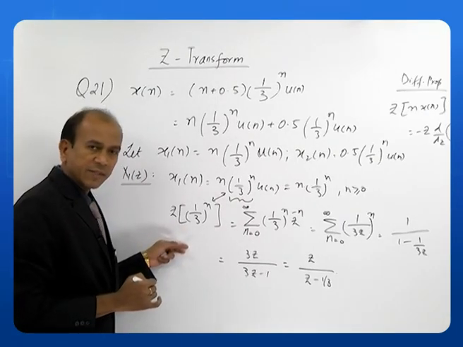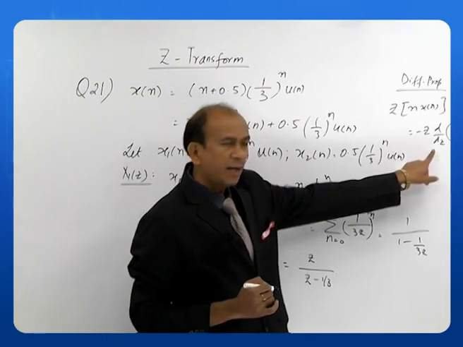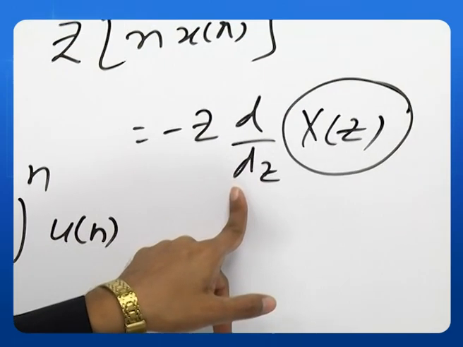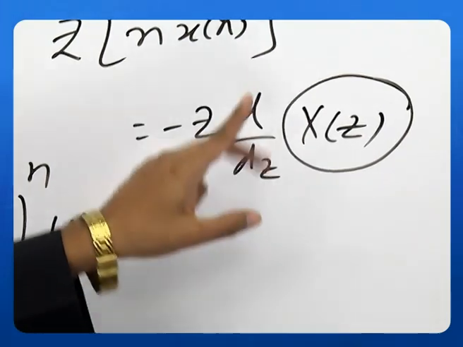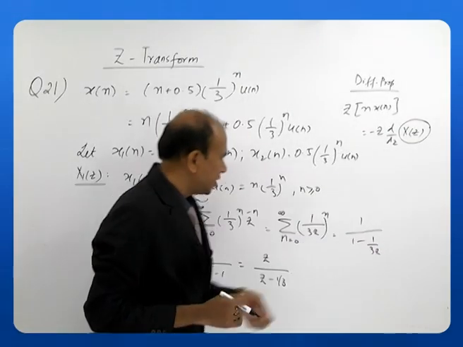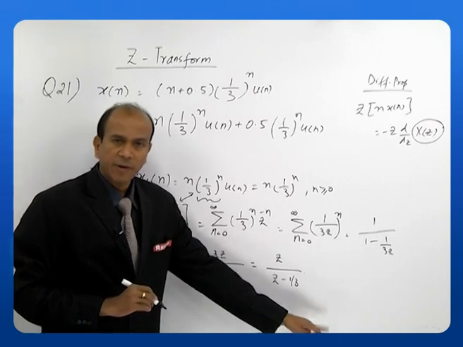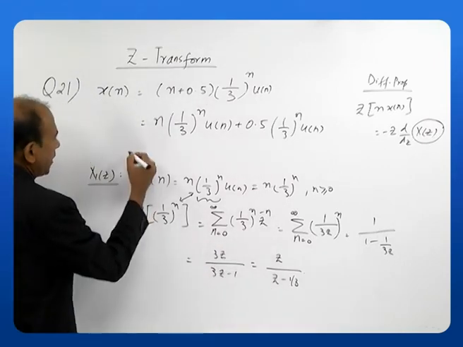So this is our z transform of this. Now what is it I have to do? I have to calculate x1 of z. How do I do it? How do I get x1 of z? We have to use this formula and get it here. Now let us find out x1 of z. So I will write here x1 of z now.